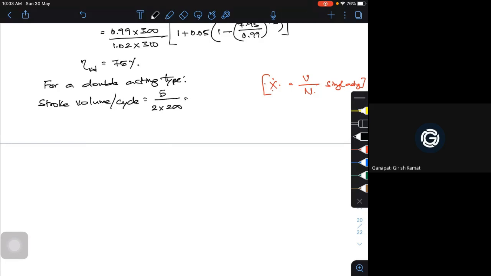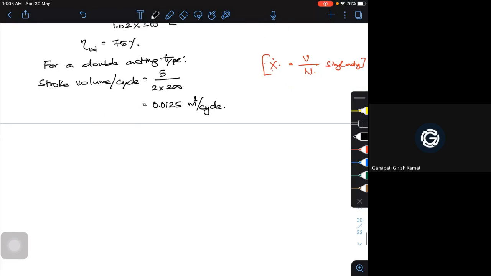So if I do that, I am getting around 0.0125 meter cube per cycle. This is the stroke volume per cycle. This is the theoretical stroke volume, but what will be the actual stroke volume? The actual stroke volume will be the theoretical divided by the volumetric efficiency.